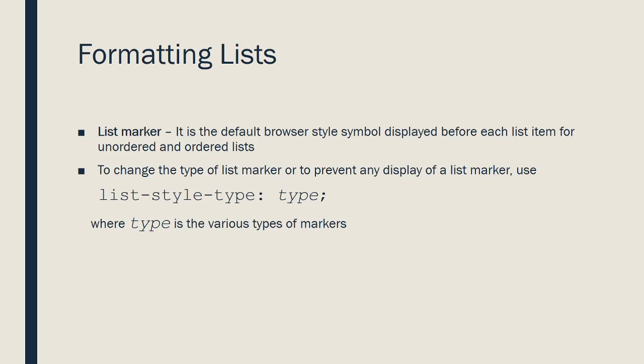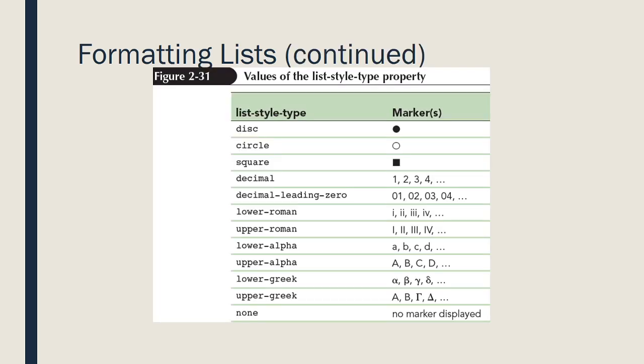Here the type is the various types of markers. This figure shows the values of the list-style-type property. We can have disk, circle, and square for the unordered list. And for the ordered list, we have decimal, and decimal leading zero, like 01, 02.